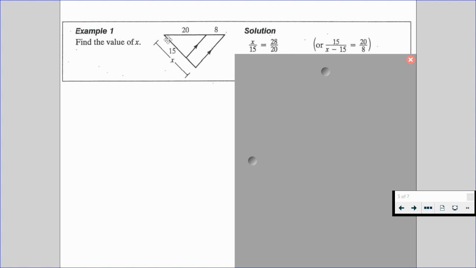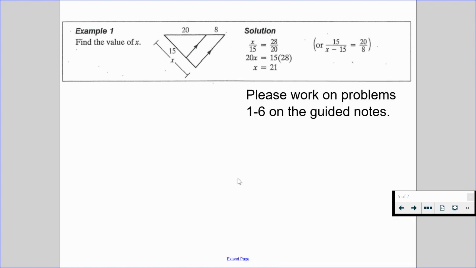You could have done 15, which is the small piece, divided by this missing piece right here, x take away 15, and that's equal to 20 over 8. There are a lot of different ways to go about setting up these proportions, but so long as your proportions are set up correctly, we're going to end up with the same result of x being 21. With this in mind, please work on problems 1 through 6 on the guided notes. Resume when you're ready to move forward.